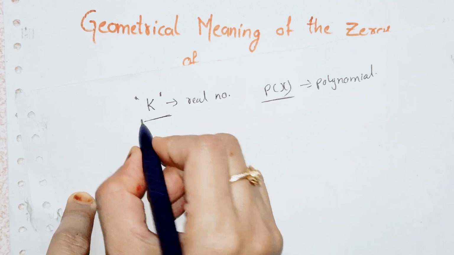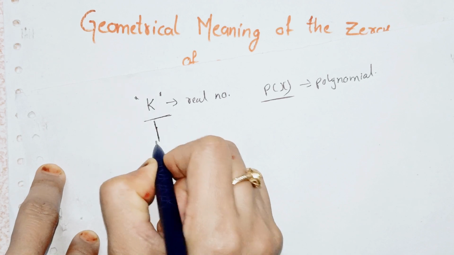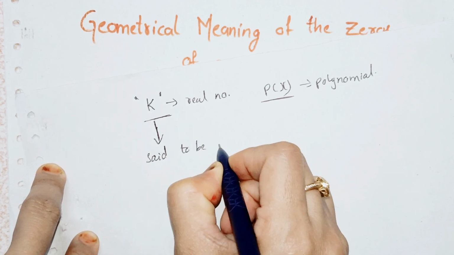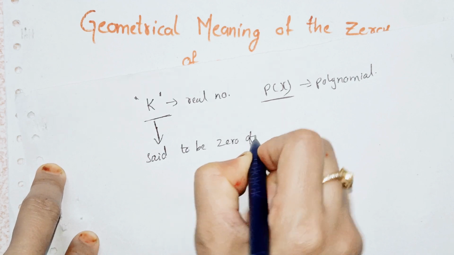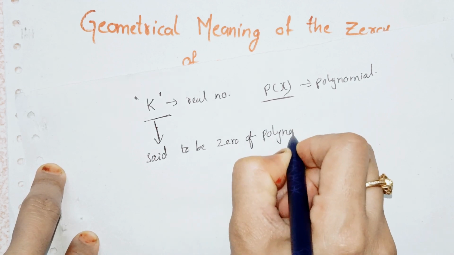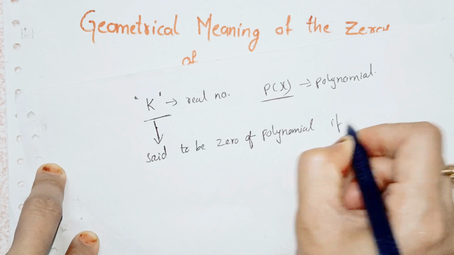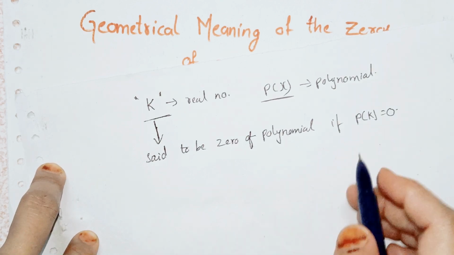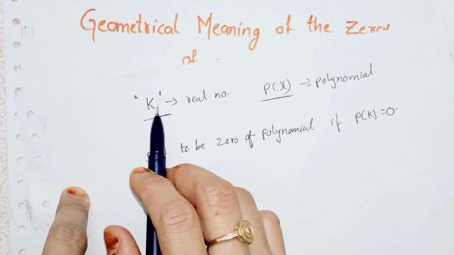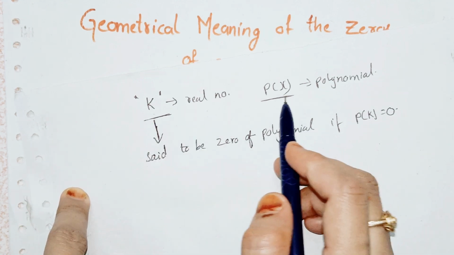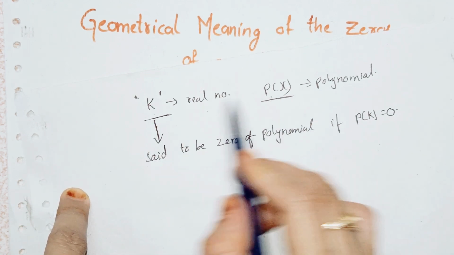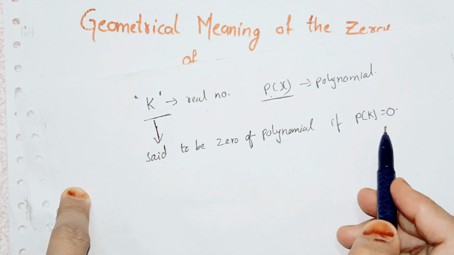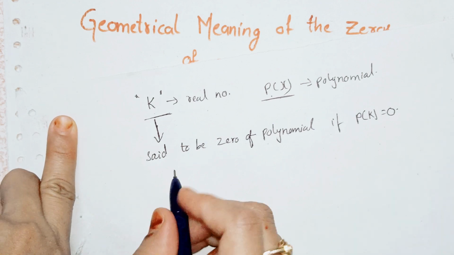Then k is said to be a zero of the polynomial if p of k equal to 0. Have you got this point? Okay, if k is any real number and p of x is a polynomial, then k is said to be a zero of the polynomial if p of k equal to 0. Let us take an example.